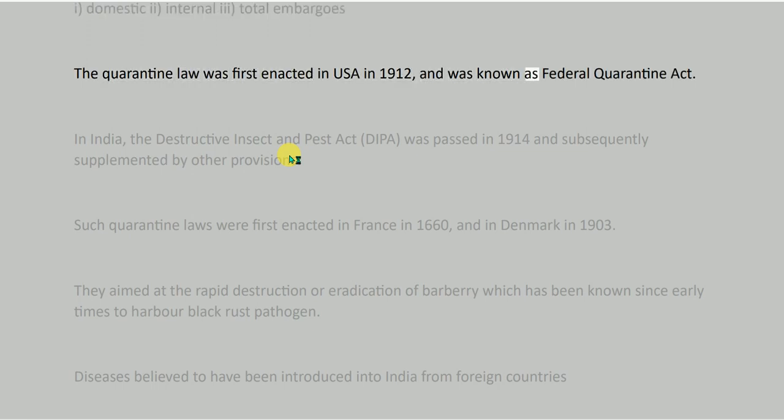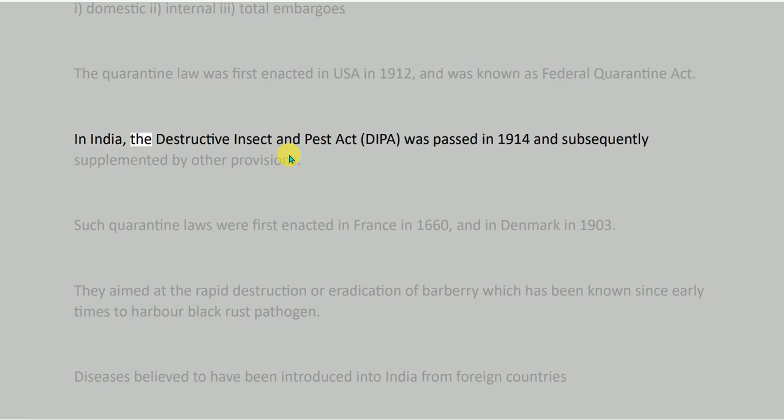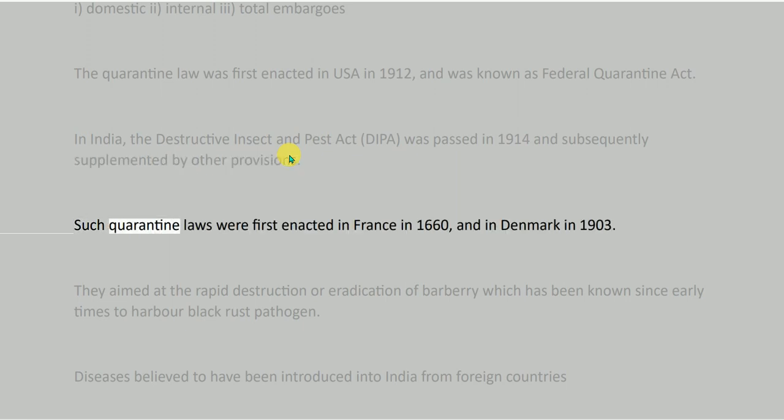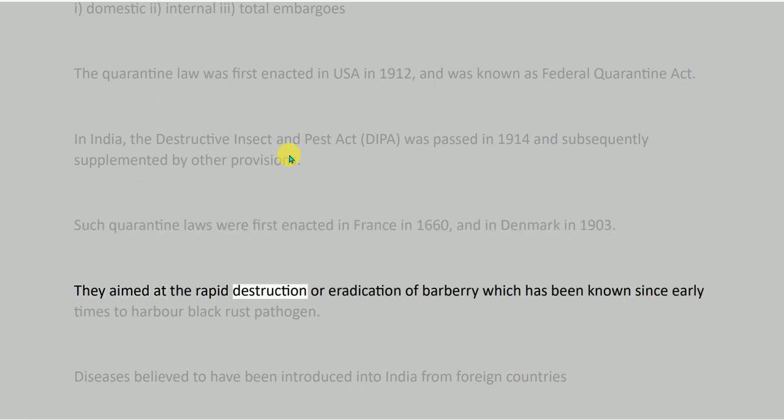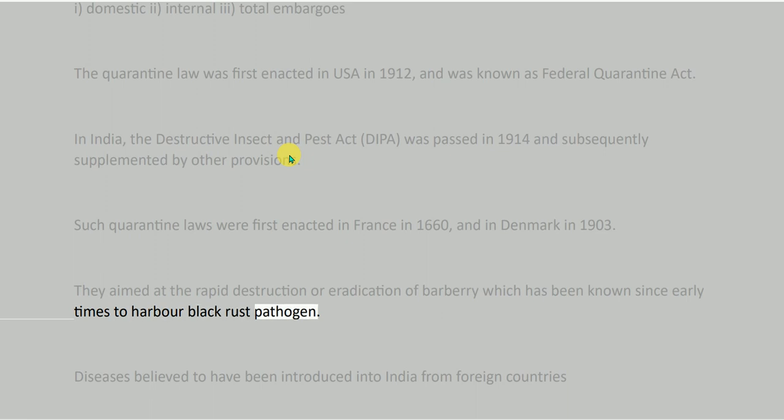In India, the Destructive Insect and Pest Act, DIPA, was passed in 1914 and subsequently supplemented by other provisions. Such quarantine laws were first enacted in France in 1660, and in Denmark in 1903. They aimed at the rapid destruction or eradication of barberry, which has been known since early times to harbor black rust pathogen. Diseases believed to have been introduced into India from foreign countries.